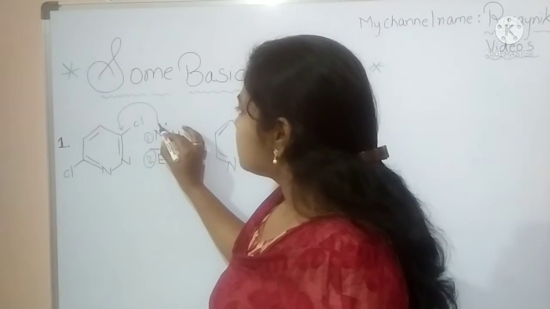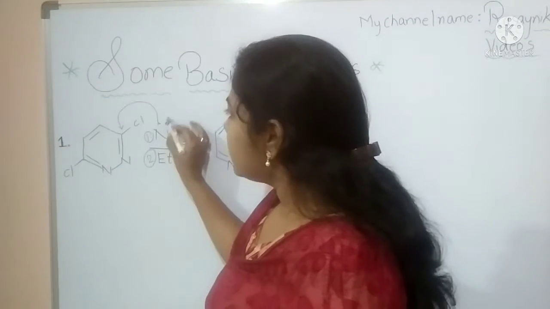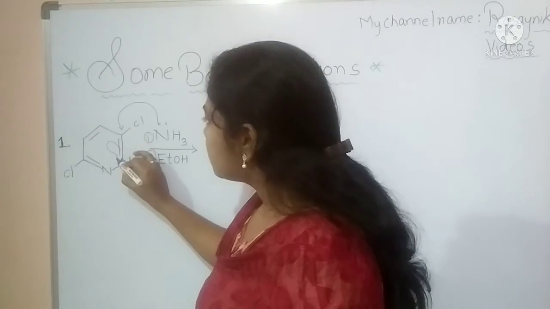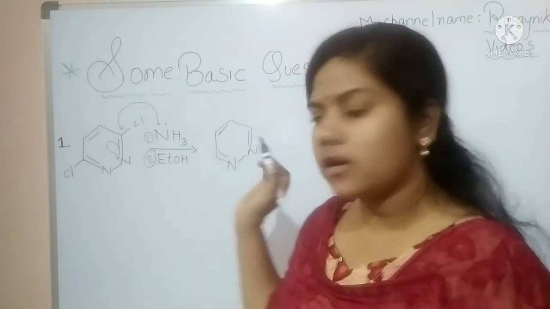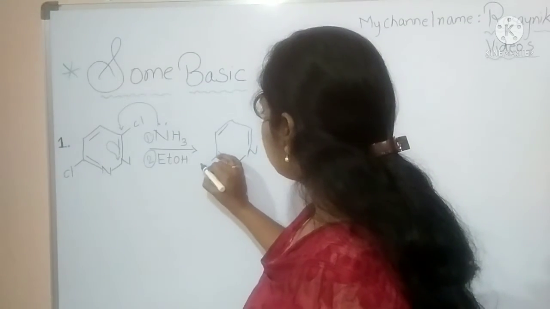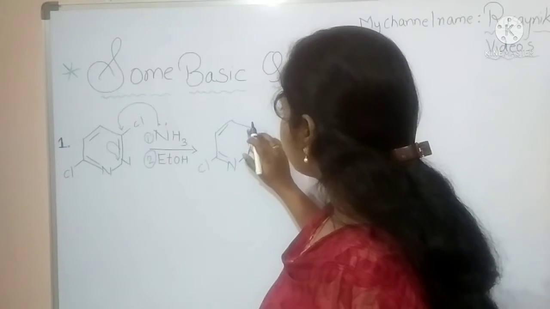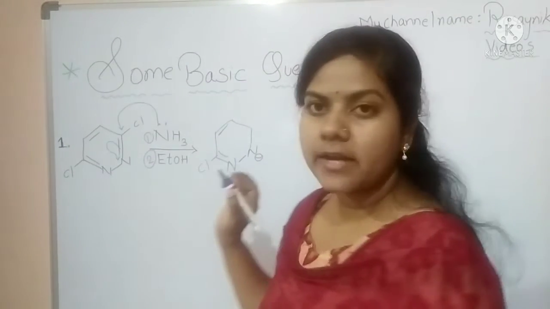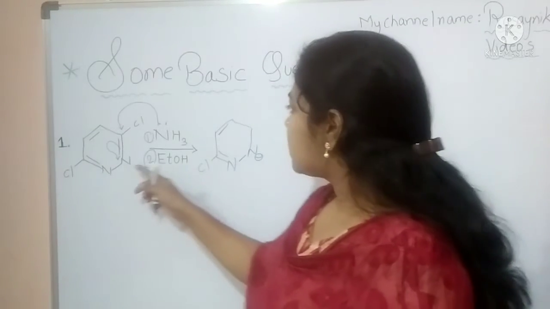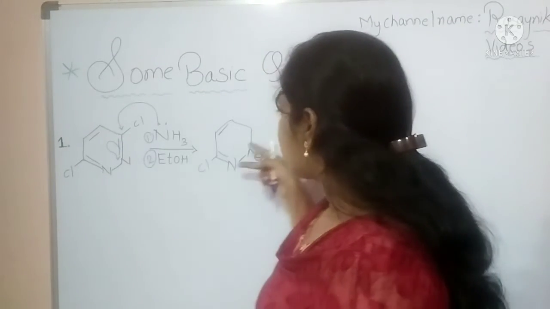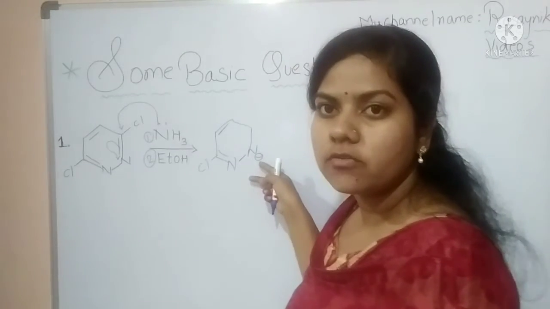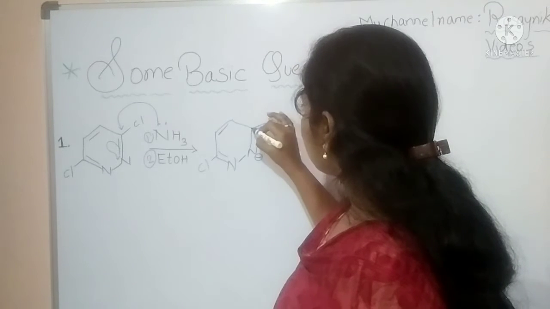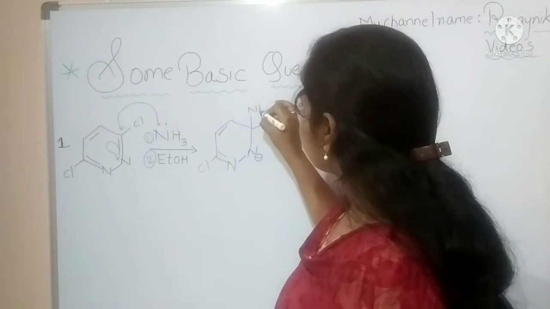This lone pair of electrons will attack on this side and this double bond will move onto the nitrogen atom. How will the molecule be formed now? This double bond will get removed. Here a negative charge will come because the nitrogen has only two bonds now. Therefore the negative charge will come. So now here Cl and this is NH2.